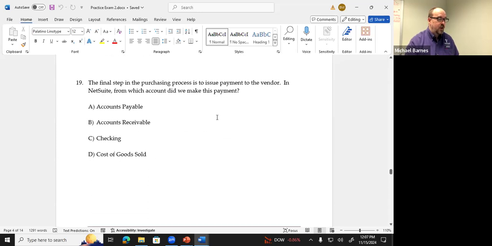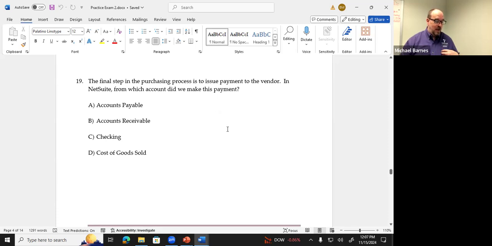All right. The final step in the purchasing process is to issue payment to the vendor. In NetSuite, which account do we make this payment? Okay. So what would be the cash flow that would come from? It's obviously a cash flow out because we're making a payment to a vendor, so we're eliminating the accounts payable, but we don't have a cash account. What is the account that we actually draw that from?